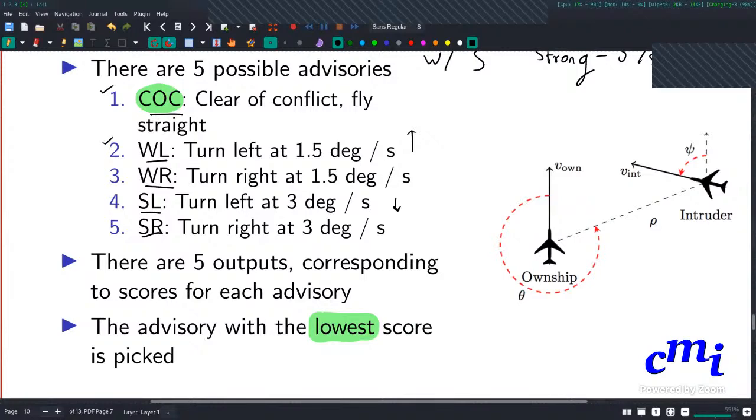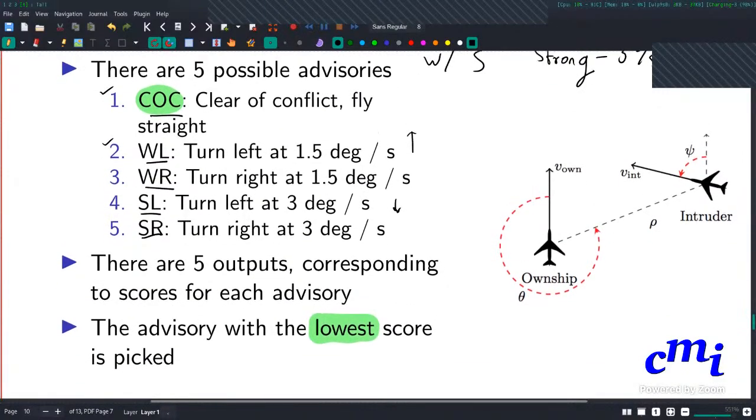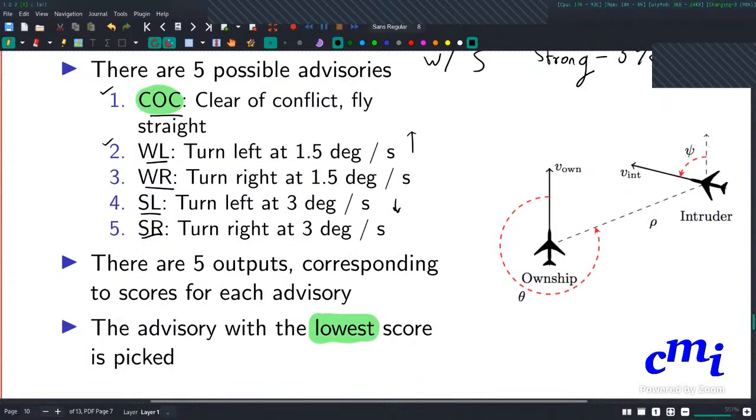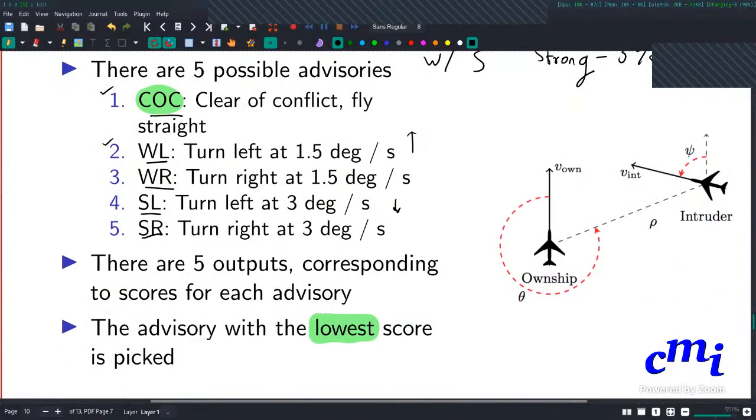So the fact that you're using the lowest score to pick the output is not something that is hard or any different from the usual situation from a technical point of view, but it is intuitively something that we have to keep in mind, because it's not usual. At least I have not found too many situations where people do this. But yeah, they pick the advisory with the lowest score, and that is basically the alarm that the rest of the system or the pilot will get to see. Okay. So this is clear.